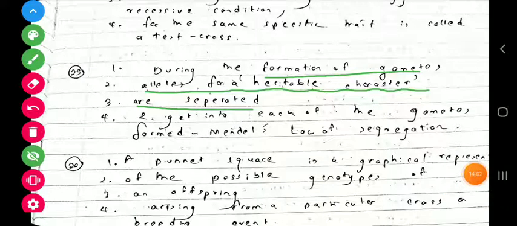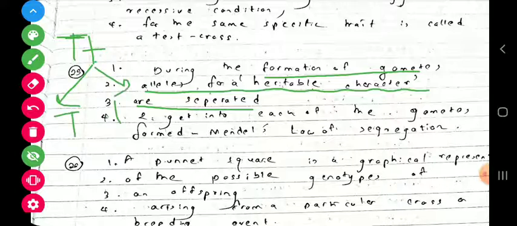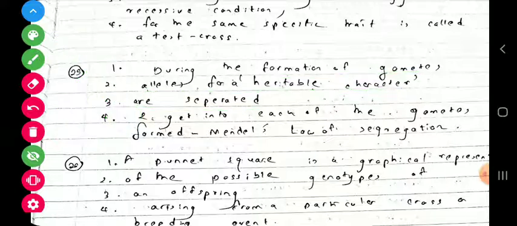To understand, it's very simple. You have, let's say, capital T and small t, and they separate as capital T and small t. So this is the capital T gamete and this is the small t gamete. That's it. So during the formation of gametes, alleles for a heritable character, so this character should be inherited, should be a heritable character, are separated and get into each of the gametes formed. We saw that now. The next one.